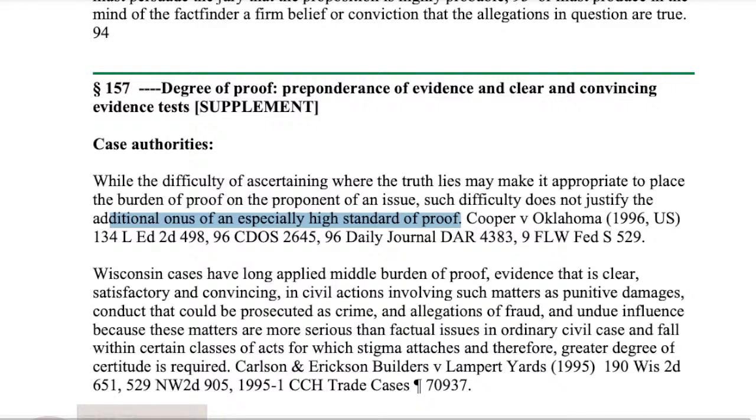It's just the standard. Wisconsin cases have long applied a middle burden of proof. Oh gosh, middle burden of proof. Evidence that is clear, satisfactory, and convincing in civil actions involving such matters as punitive damages, conduct that could be prosecuted as a crime, and allegations of fraud and undue influence, because these matters are more serious than factual issues in ordinary cases and fall within certain classes of acts for which stigma attaches, and therefore a greater degree of certitude is required.